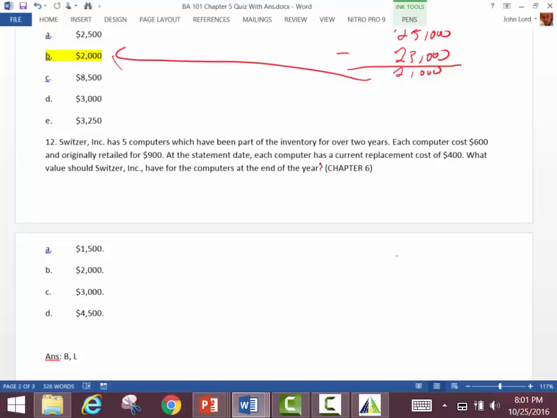And so we have what? Each computer costs $600 and originally retailed for $900. At the statement date, that's the financial statement date, each computer has a current replacement cost of $400. So do you want to value these at 600, 900, or 400? 400, right? Lower of cost or market, and our market comes down to 400. So 400 times 5 computers gives me $2,000.